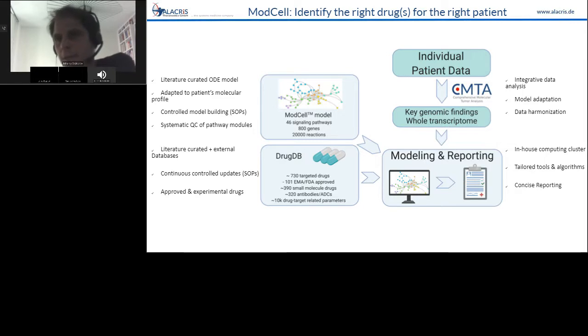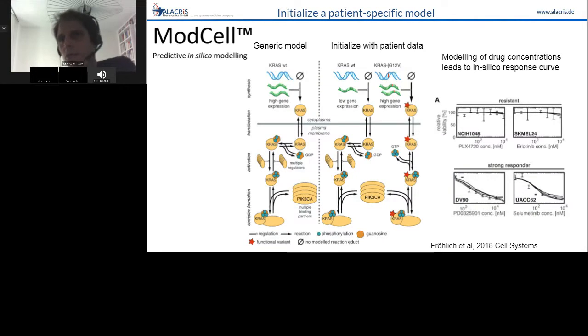The data that it needs is some gene expression data or genomic alterations. So in fact, it's a complementary system to the CMTA. So do a diagnostic first, use that data, and model the patient and get a report on drug sensitivity. To give an example here, how that would look like.